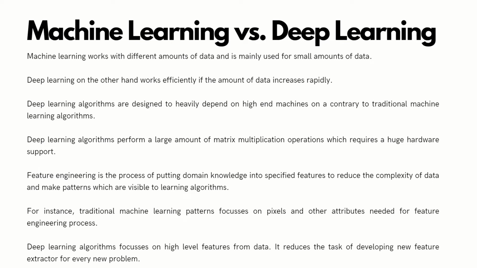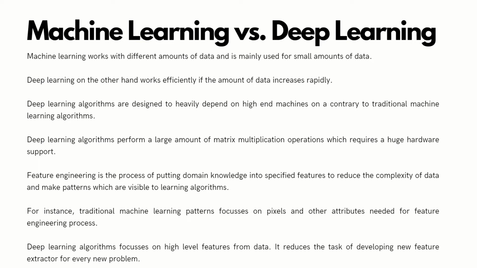One, it believes in feature engineering based on high-level features. So it focuses on high-level features, not on the basis of pixels, because machine learning focuses on pixels and other attributes for the feature engineering process, which is on the lower side. But deep learning, since we are talking more about complex data, focuses on high-level features, and that's why the results are more efficient and better.